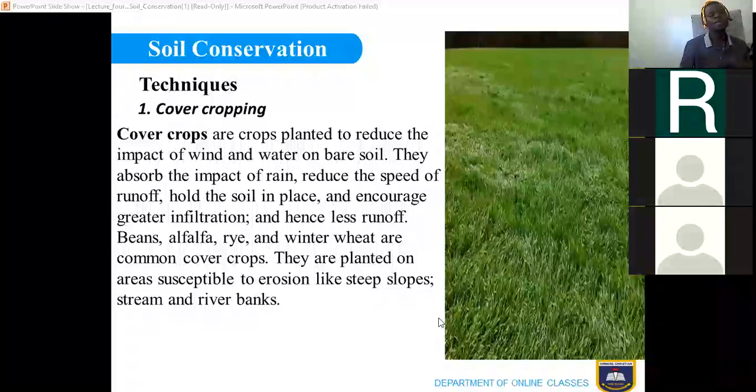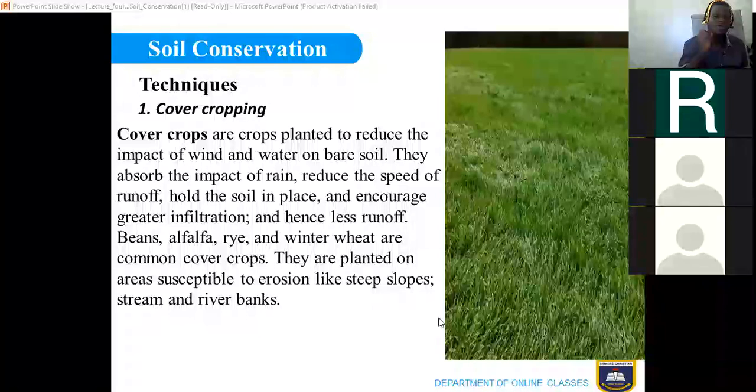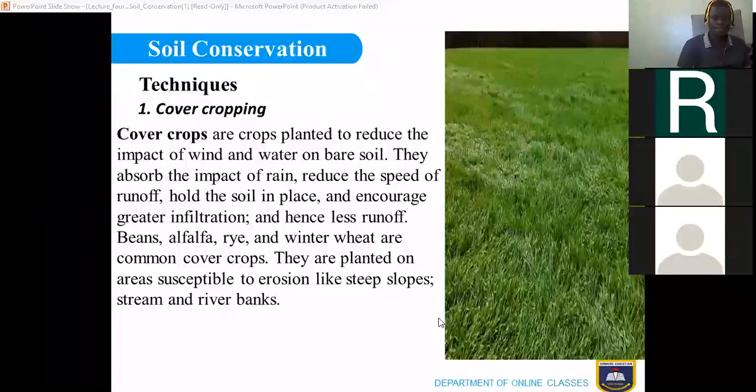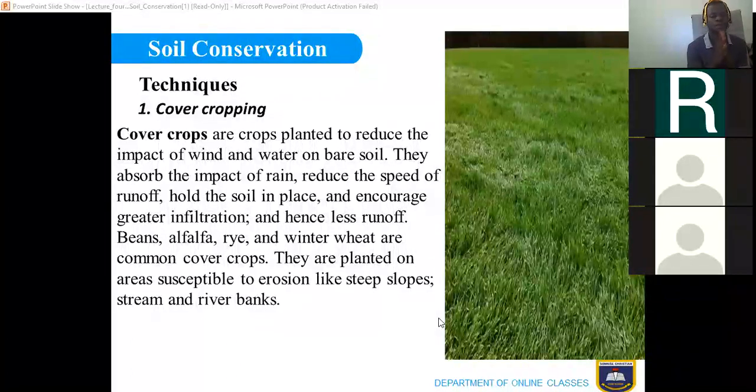Okay. What is the importance at all? They are able to absorb the impact of rain, and then reduce runoff. The first time we talked about rocks or so, I mentioned to you that runoff is the water that runs on the surface of the soil during rain times. All right, when it's raining. So that is runoff. So if you have grasses or such crops planted on bare lands, you would understand that these plants will mitigate the effect of the runoff.